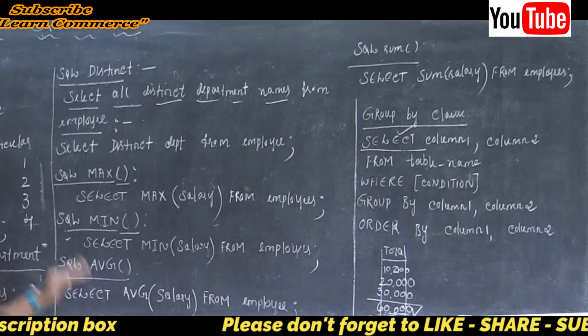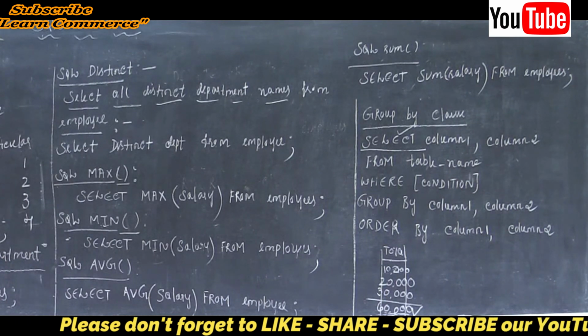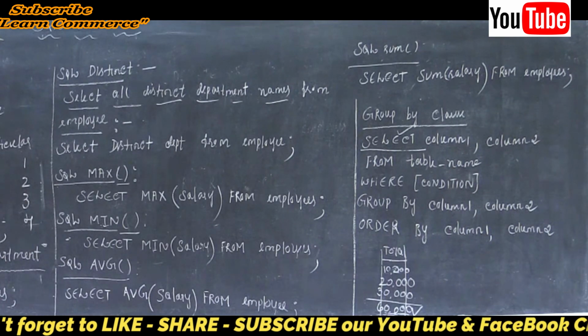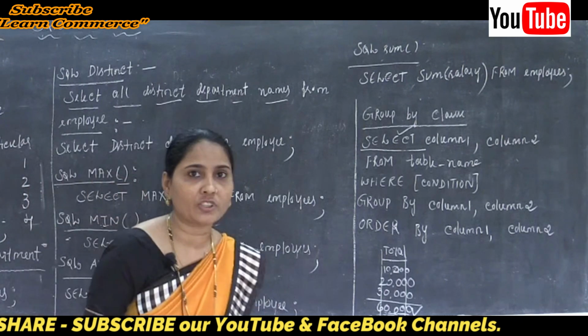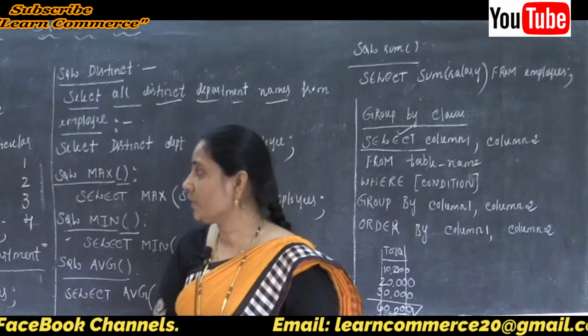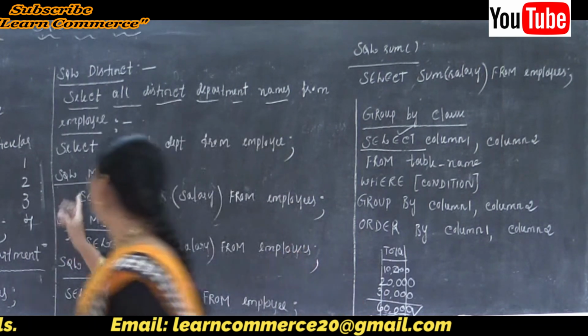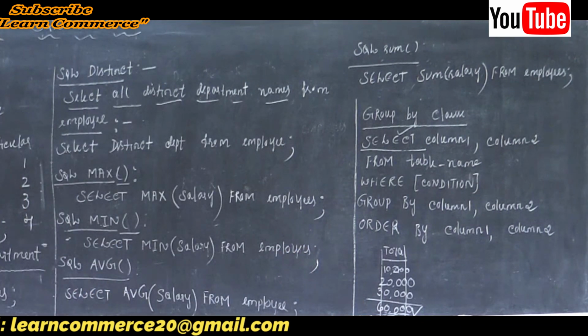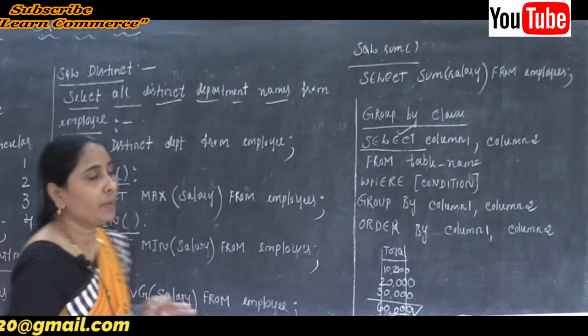So we can say that all of these are called SQL functions. The SQL functions are also called group functions. Some of the group functions in our SQL are SQL distinct, SQL count, SQL max, SQL min, SQL average, SQL sum.